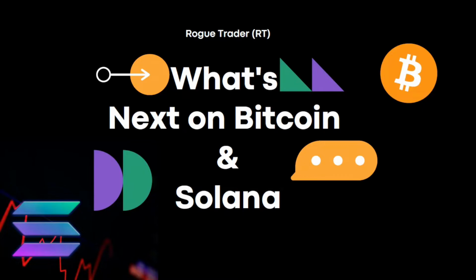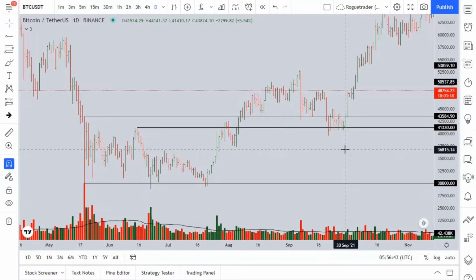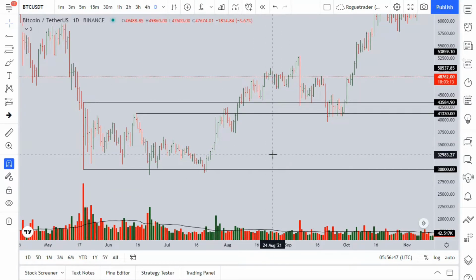Now let's go back to the TradingView terminal. Right now we are in the BTC USDT, the Bitcoin chart, here on the TradingView terminal, and this is the 1 day time frame. And here, these are the levels which I drew.